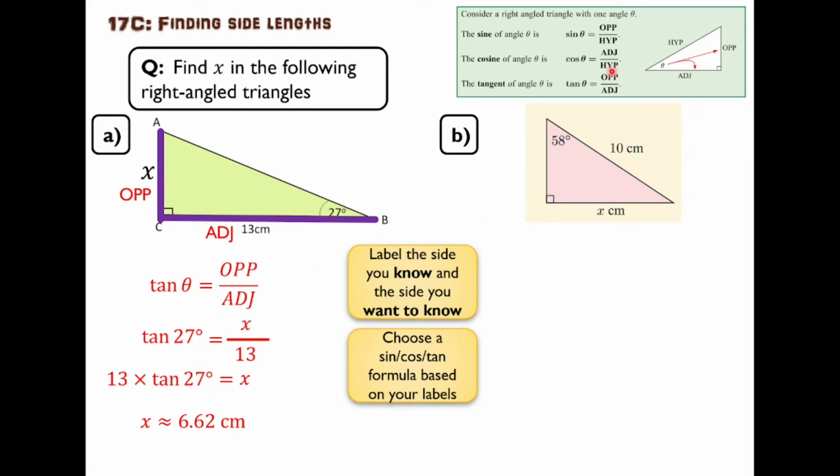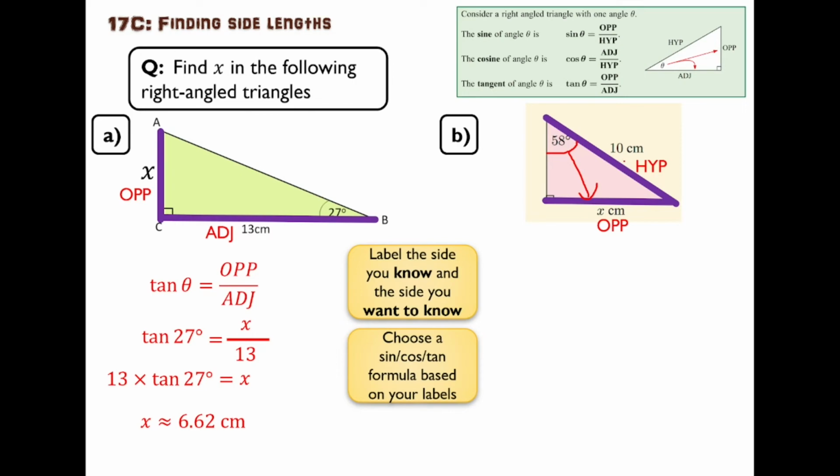Let's try another one to see how some of the other formulas work, but they work in a similar way. We will label the side that you know. We know this 10 centimeters here. It tells us it's 10. And the side we want to know is x over here. This 10 centimeters is the hypotenuse. You can see it's the longest side, or it's the one that doesn't touch the right angle. So that's the hypotenuse. And x over here, well, here's our angle, 58 degrees. So x is opposite.